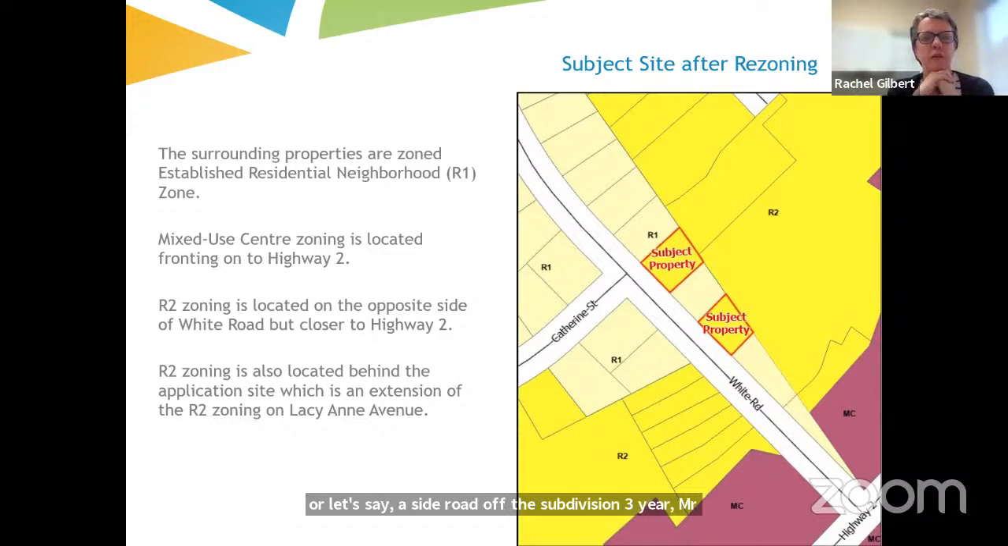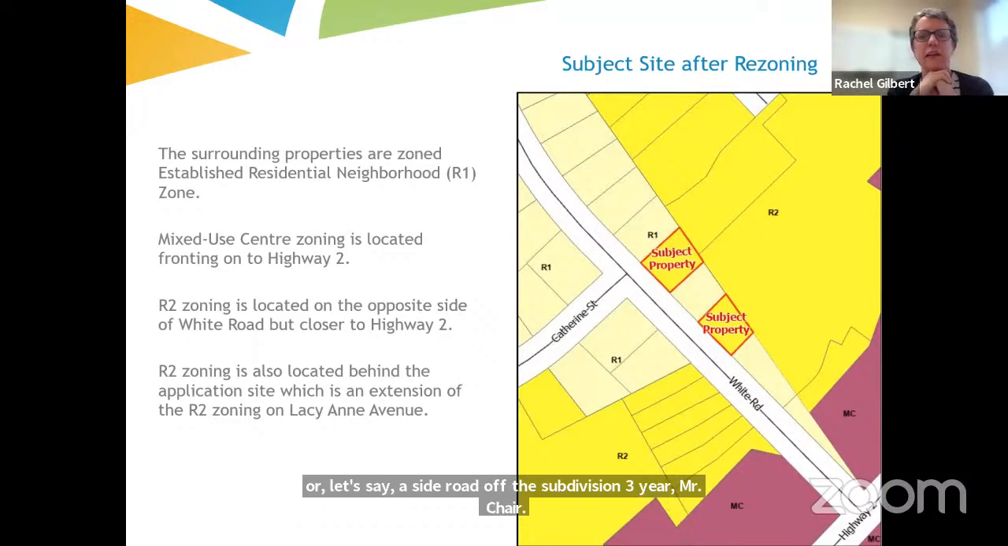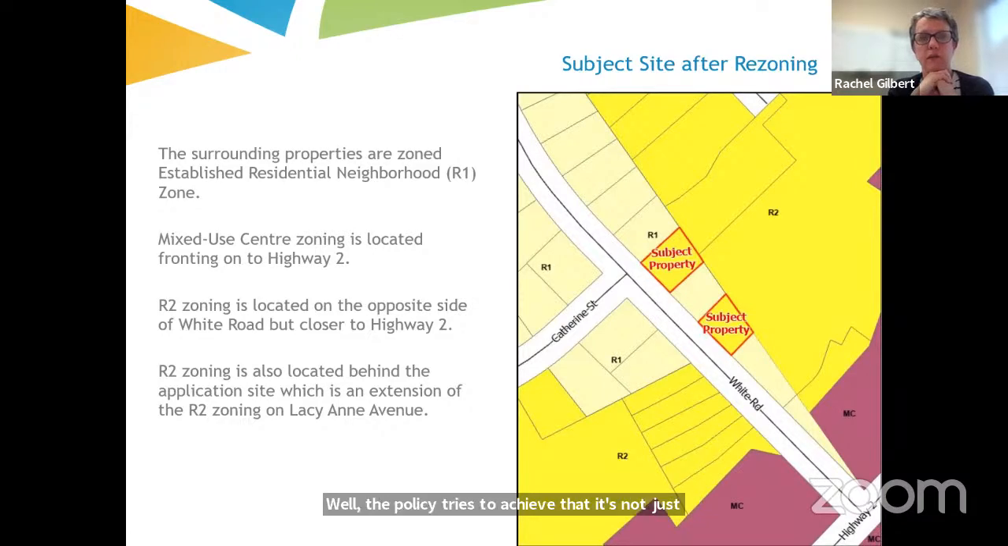Through you, Mr. Chair, well, the policy tries to achieve that. It's not just specifically related to residential development. It's all types of zoning. It's trying to keep a consistent area of zoning in an area, so it's not specifically related to residential. When we talk about that leapfrog or checkerboarding, the policy that talks about that is for all types of zones.